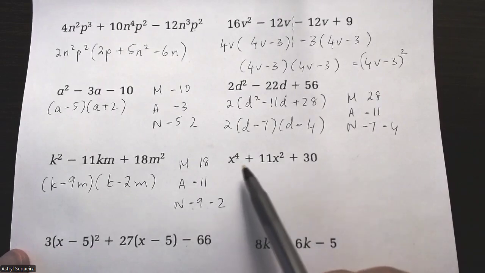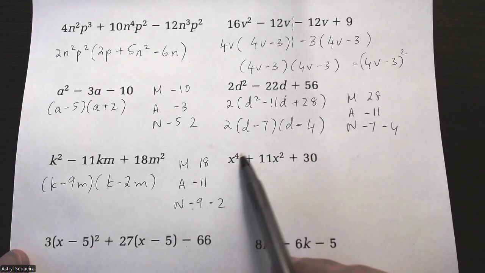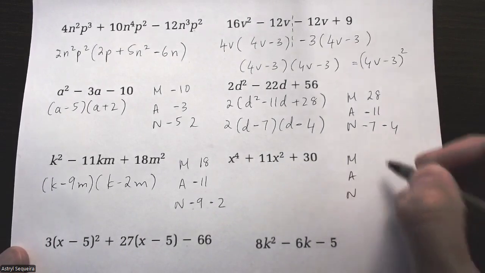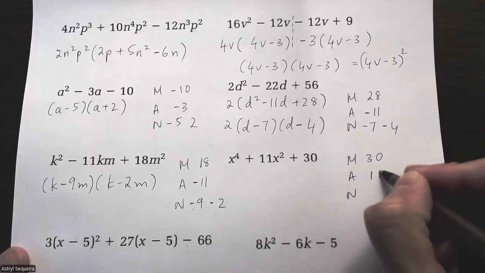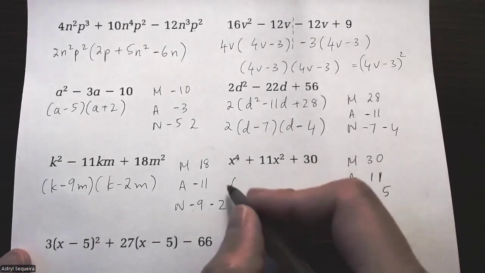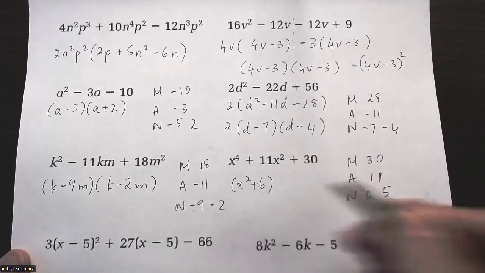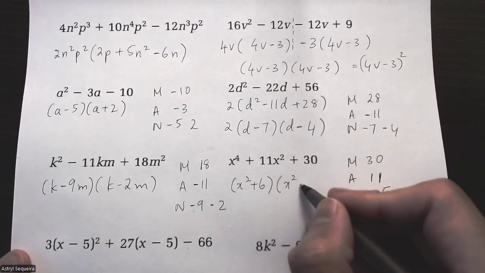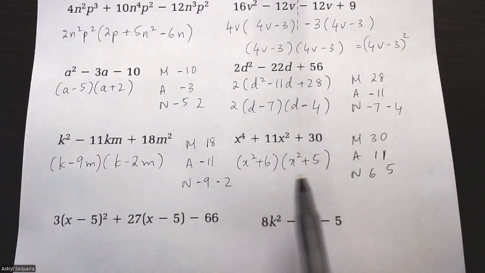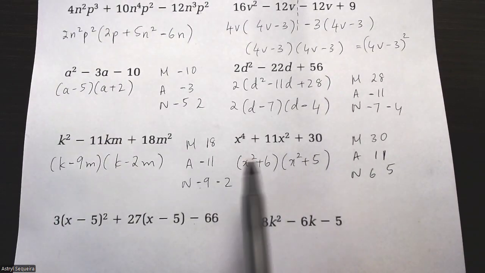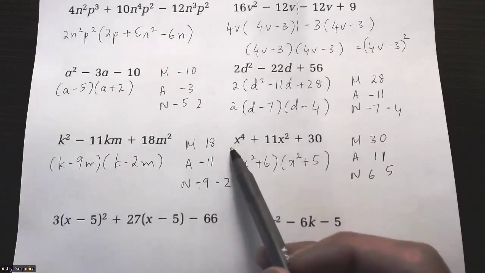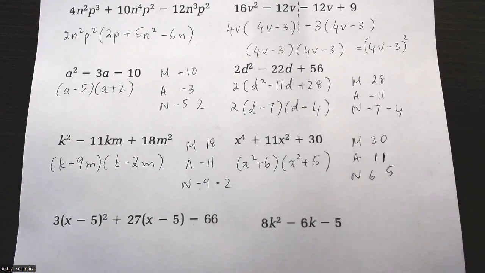Next one here, again, this is a simple trinomial. It just has exponents 4, 2, and then 0. Again, I'm just doing my man method. What multiplies to 30 and adds to 11? It's just 6 and 5. I'm writing my solution here. It's x squared plus 6 times x squared plus 5. Now you would look inside the brackets to see if you could factor those further, but this one you can't factor any further, so that is my final solution there. Make sure you have x squared and x squared because x squared times x squared gives you x to the 4.